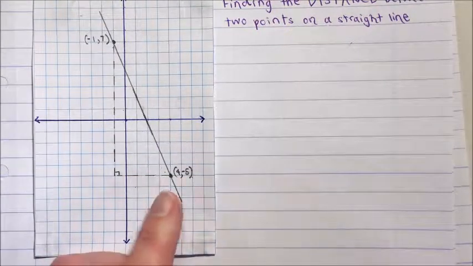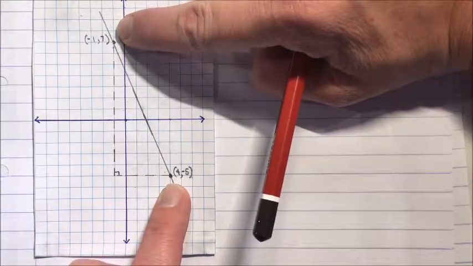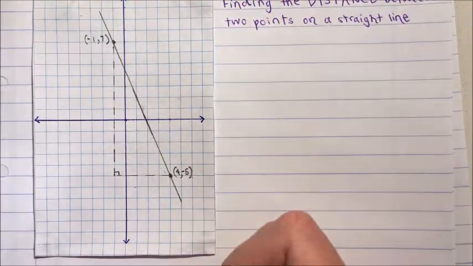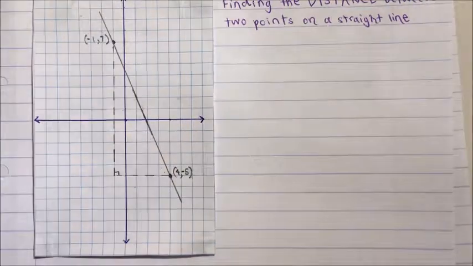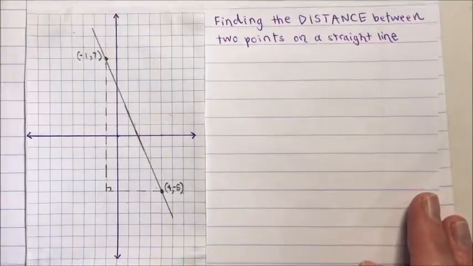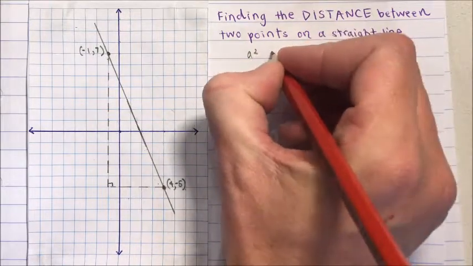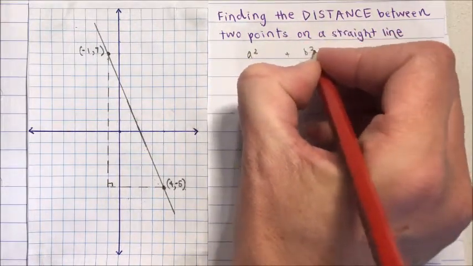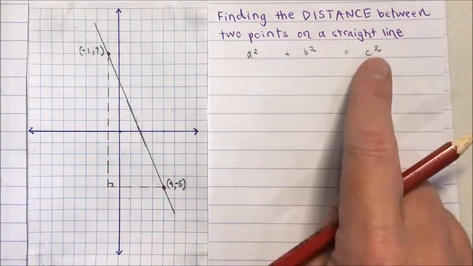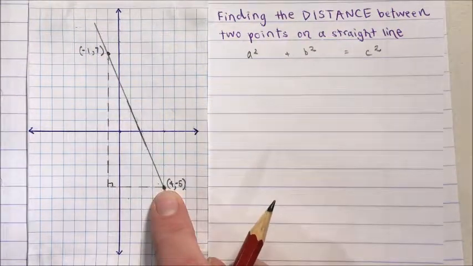And what I'm looking for is the distance between here and here. So if we've made a right angle triangle, that's the line across from the right angle. Essentially, that's the hypotenuse. So to find the distance between 2 points on a straight line, we're using Pythagoras. We're using a squared plus b squared equals c squared, where c squared is going to be the square of the distance between these two.